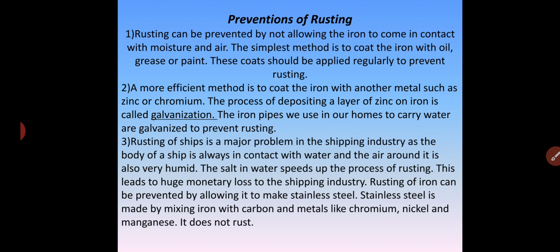Now, rusting of ships is a major problem. Why? Because ships are always in water, and when metal comes in contact with water, it will definitely rust. So to prevent this, we have to paint the ships again and again, or use stainless steel rather than plain metal. That means we mix some other metals with that particular metal, and stainless steel contains particular metals that we use to prevent rusting.